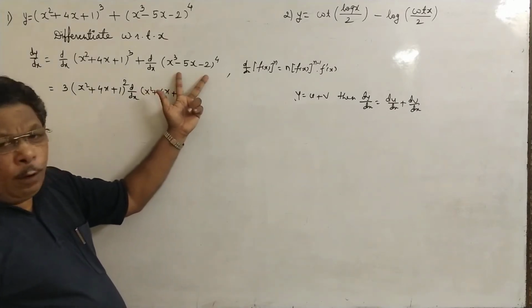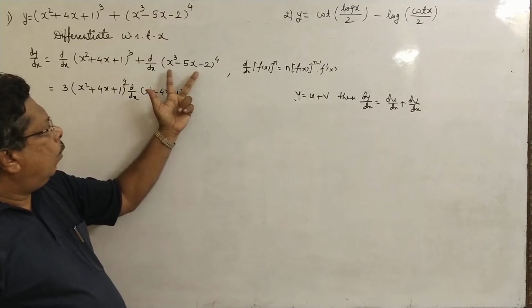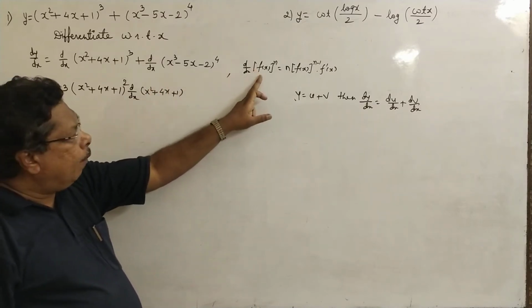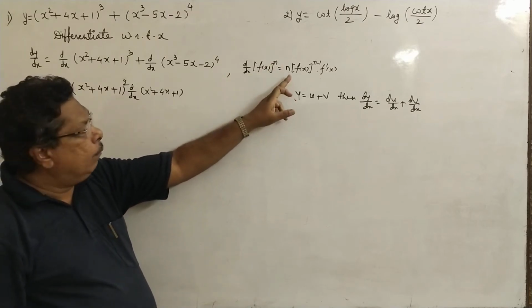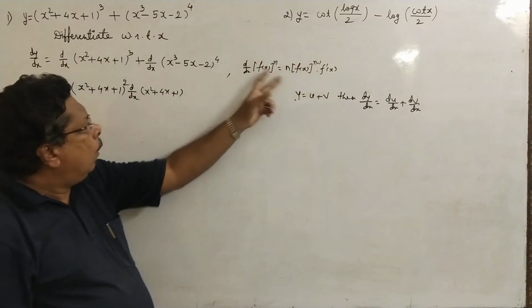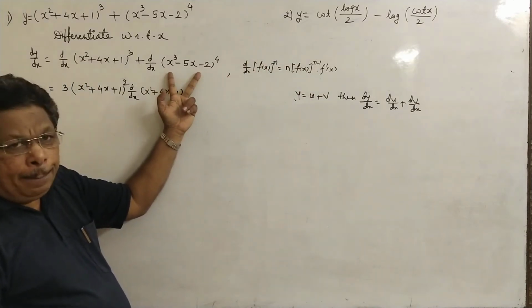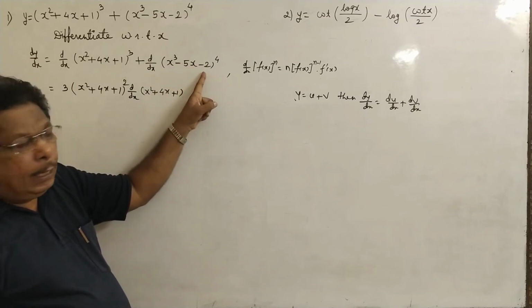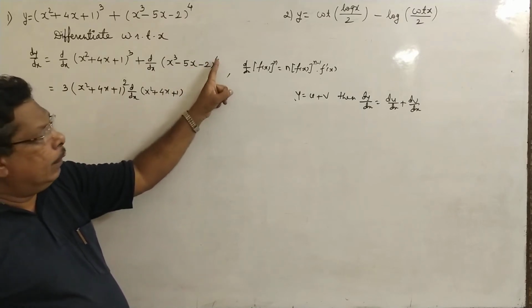Similarly, take the derivative of this term. Again use the same formula. The derivative of f(x) raised to n is equal to n into f(x) raised to n minus 1 into f dash x. What is f(x) here? f(x) is equal to x cube minus 5x minus 2. And here n equal to 4.